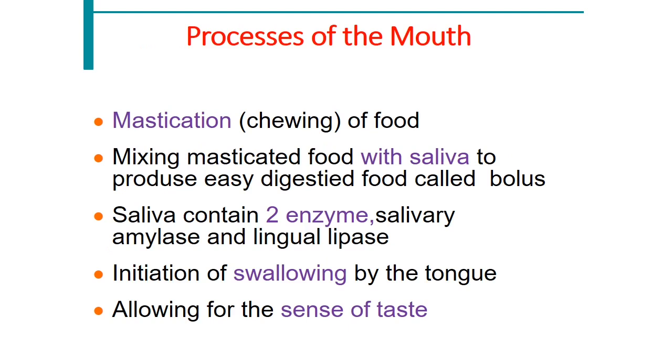Now the processes of the mouth. First one is mastication. What is mastication? That is the chewing of the food. Then mixing the masticated food with saliva to produce easily digested food called the bolus. The saliva contains two enzymes, that is salivary amylase and lingual lipase. Then the initiation of swallowing by the tongue and allowing for the sense of taste. So these are the processes that occur in the mouth to the food.